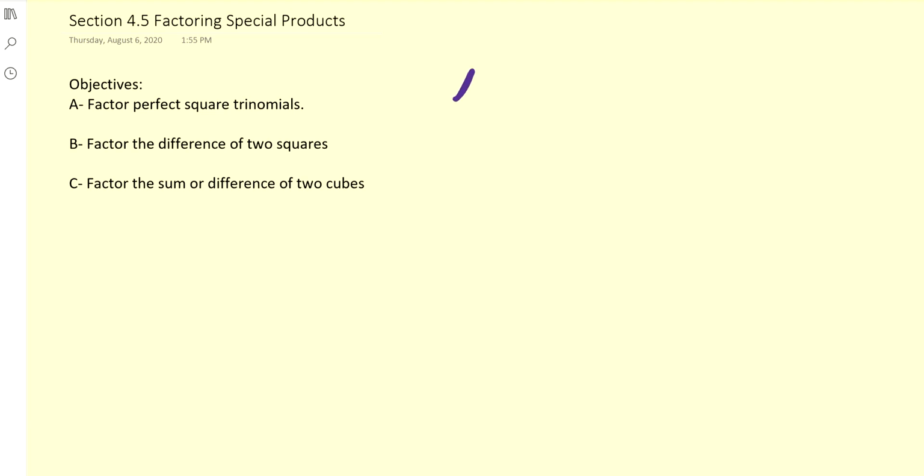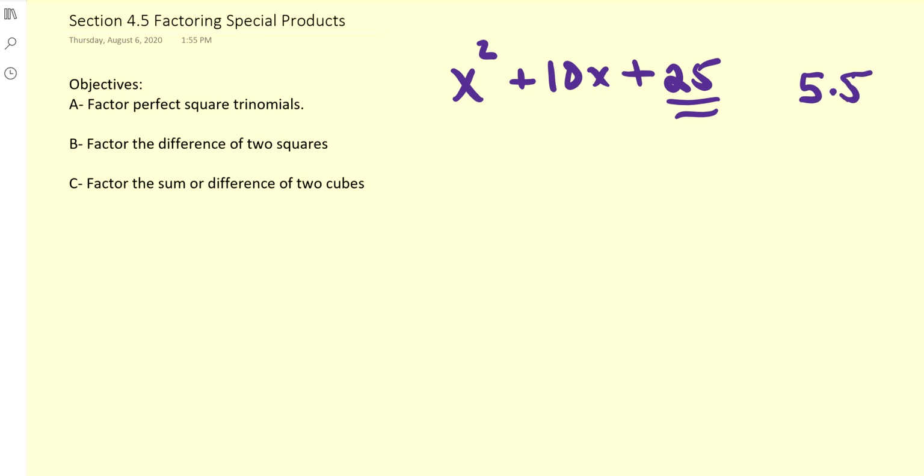So if I have x squared plus 10x plus 25, well, 25 is a square number because 5 times 5 is 25. And when I add up 5 and 5, it equals 10, which is our middle number. So that kind of represents a perfect square trinomial.